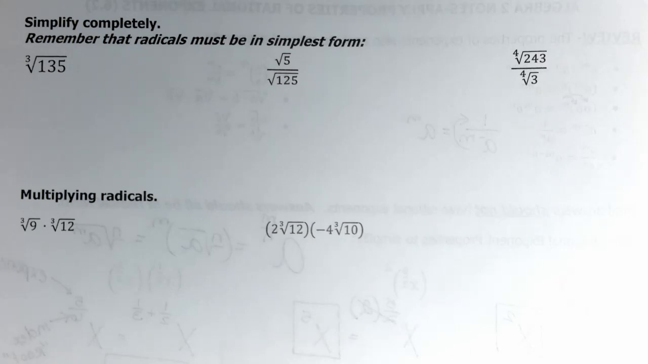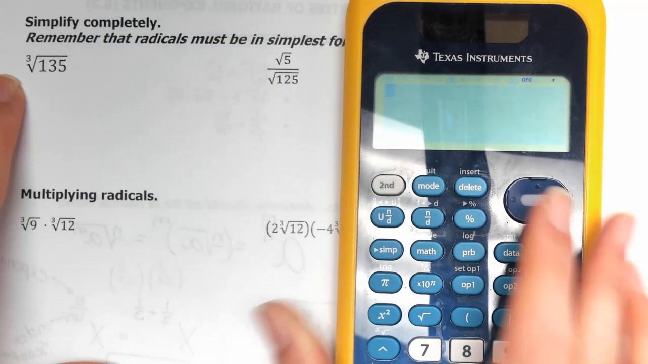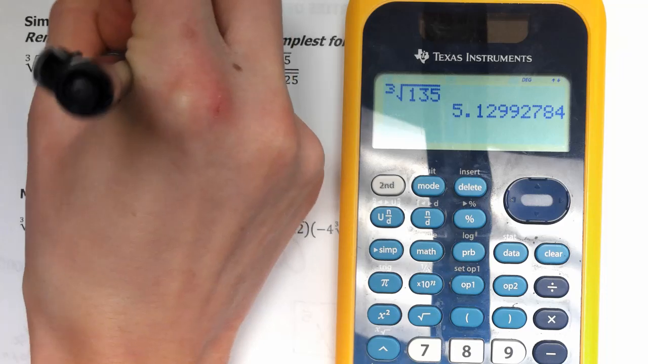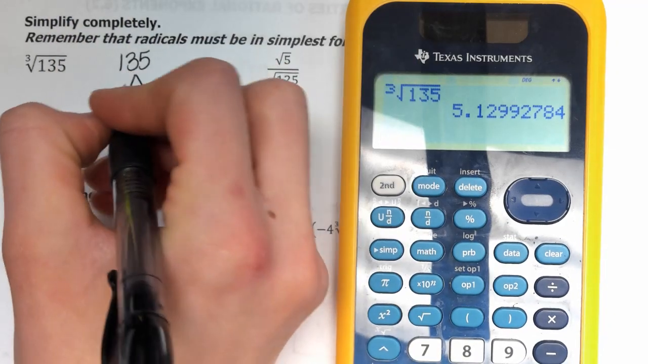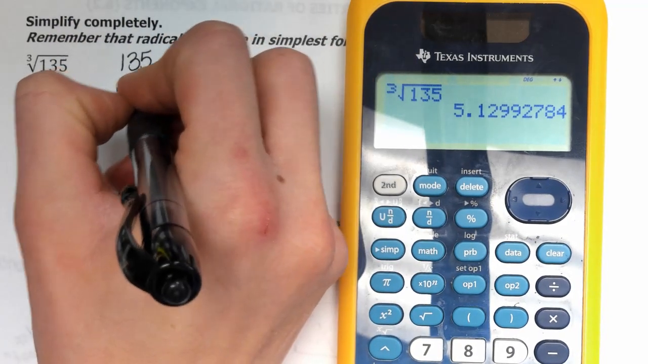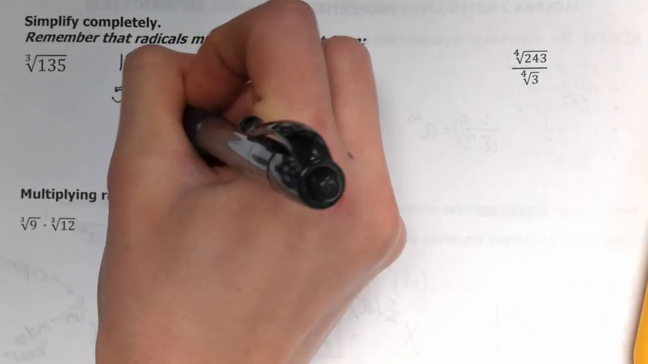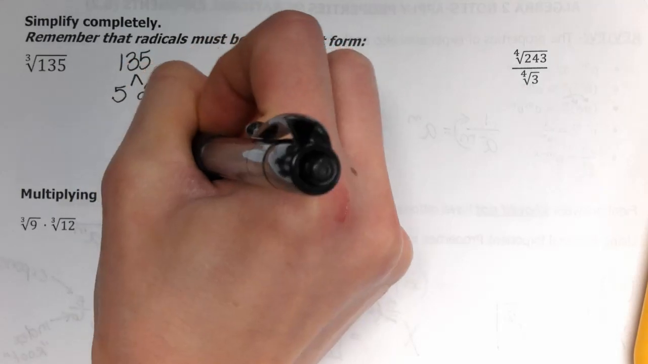Y'all know how to do the cube root, right? In your calculator? You should. You can do it two ways. You can do math 4, or remember you can do your index, which is 3, and then second, and then that button. So 135, it gives me a decimal. So that means I need to break it down. Okay? So I'm going to take 135, and I'm going to split that 5 and 27. 27 splits 3 and 9, and 9 splits 3 and 3.